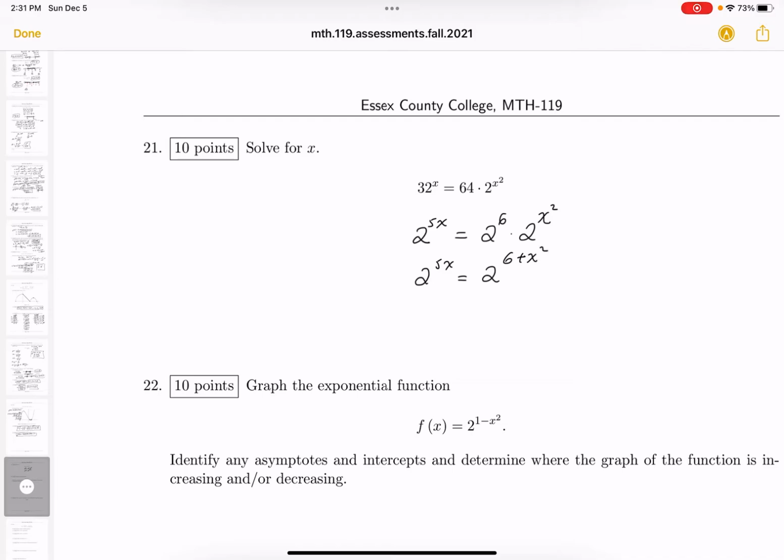Well, the only way for this to be equal is if their exponents are the same. And I'm going to solve that. And what do you get? You get x squared minus 5x plus 6. I'm going to factor that now. And that would be what? I'd say 2 and 3. So x could be 2, or x could be 3.